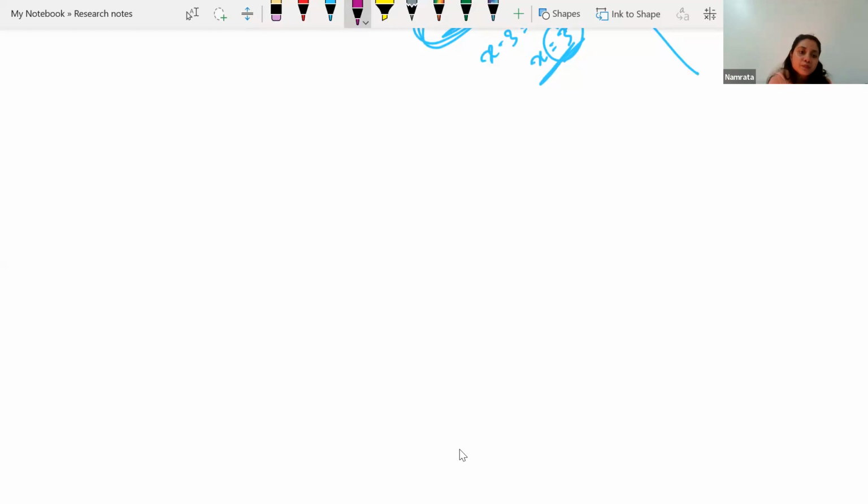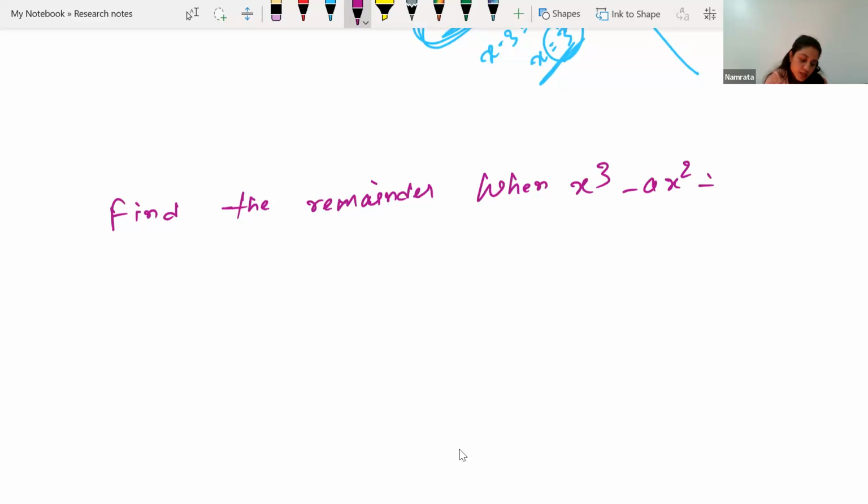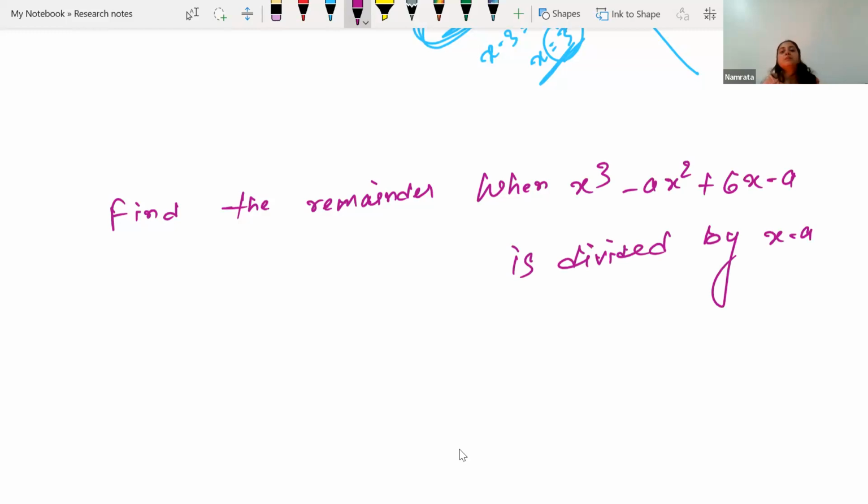Find the remainder when x cube minus ax square plus 6x minus a is divided by x minus a. We have to find the remainder when the given expression is divided by x minus a.